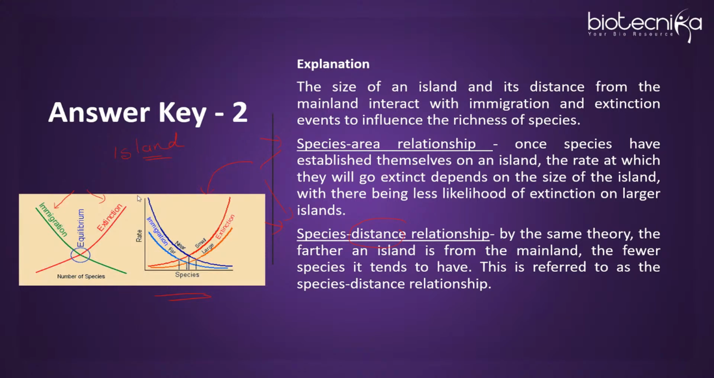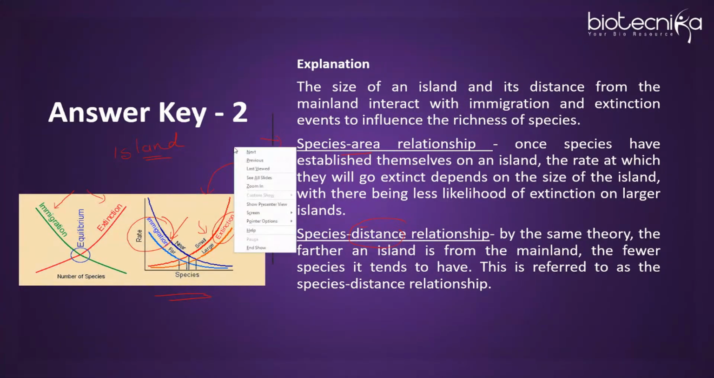It could be a lake in the desert, it could be a mountain peak. So always remember that the islands which are closer to the mainland will have more chances of immigration, more chances for colonization. That makes sense, right? More individuals will be able to reach those islands from the mainland. So the immigration will always remain higher on the closer islands, and the extinction will always remain higher on the smaller island. So this is known as the species-area and species-distance relationship.